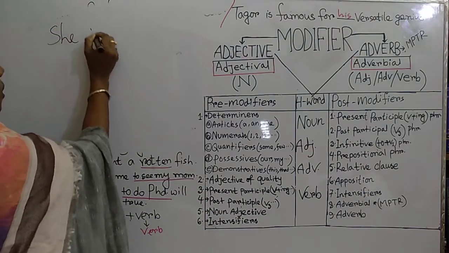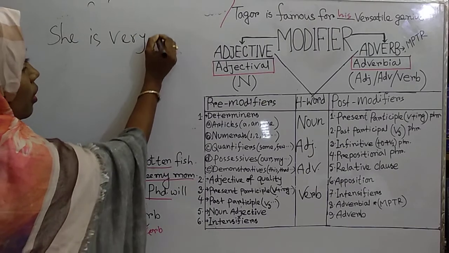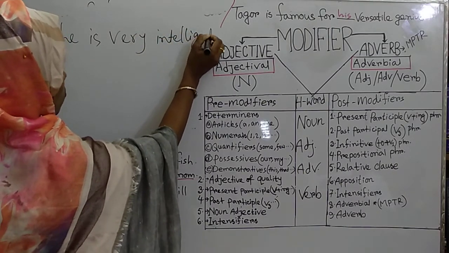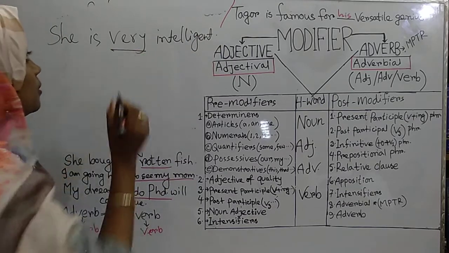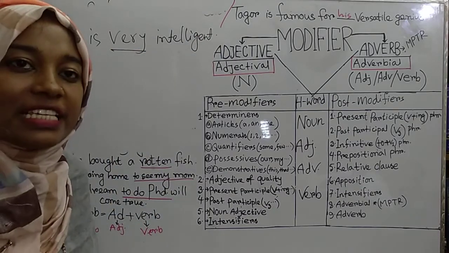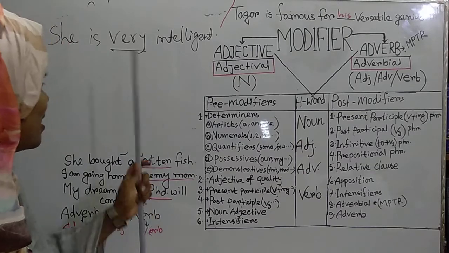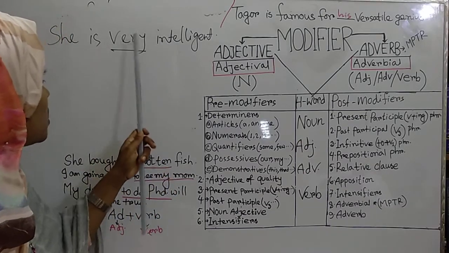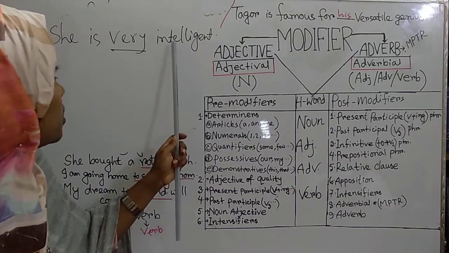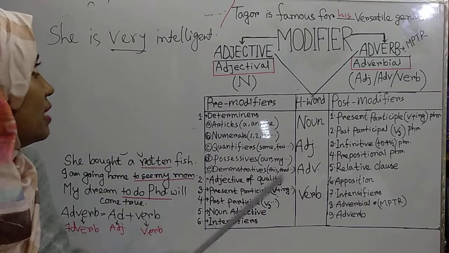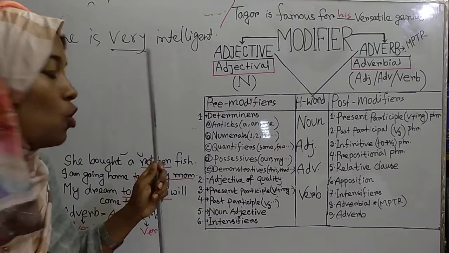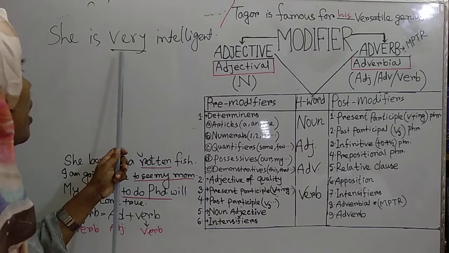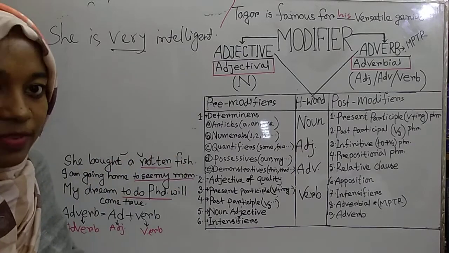She is very intelligent. Here the word very is an intensifier. Actually it is a positive intensifier because it has made the meaning of the adjective intelligent stronger. So it is an intensifier and here it has been used as the pre-modifier of the adjective.